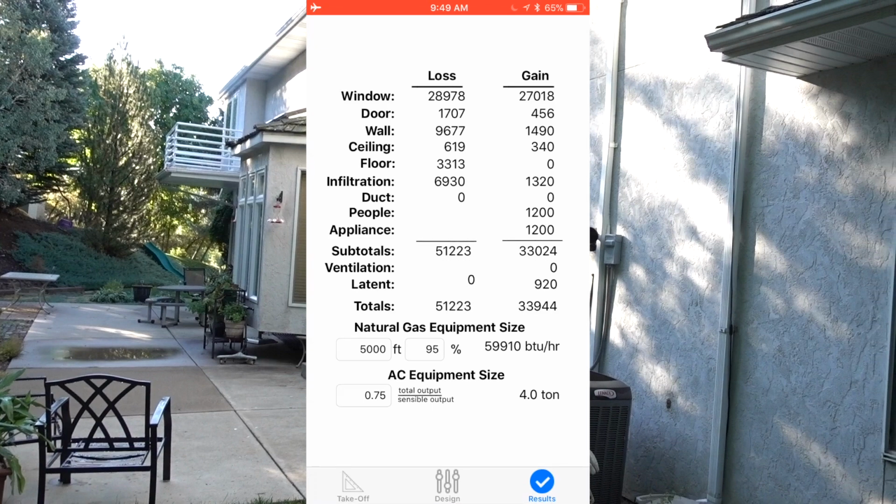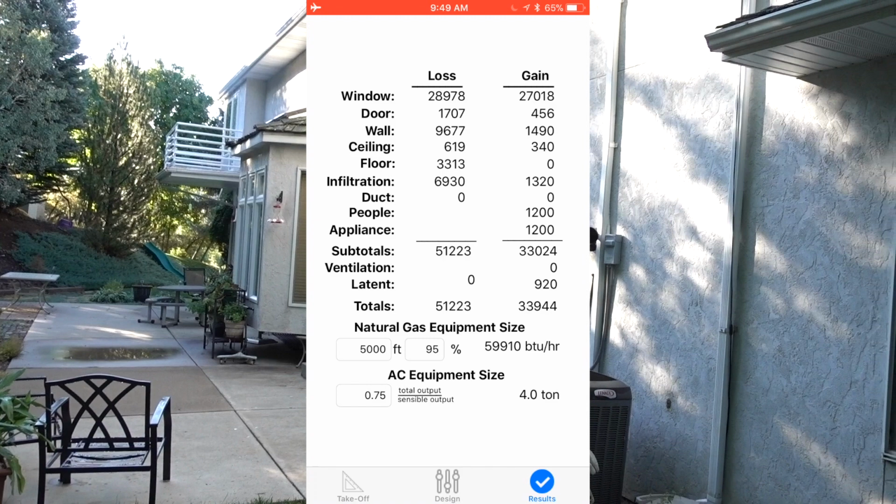Okay, just a couple things of note on this heat load. So we have a requirement of a 60,000 BTU furnace. You'll notice that you can put the altitude in and the efficiency of the appliance you're going to install, and it will give you the input requirement of the furnace. So we need a 60,000 BTU furnace.